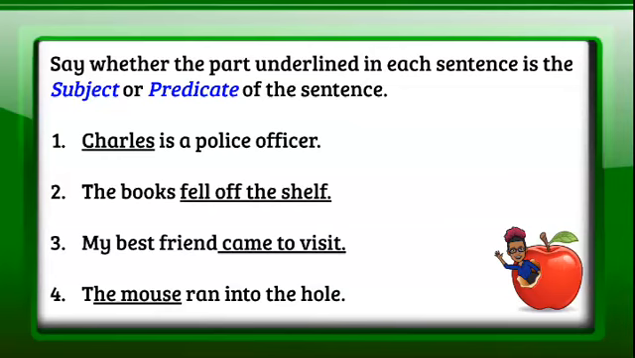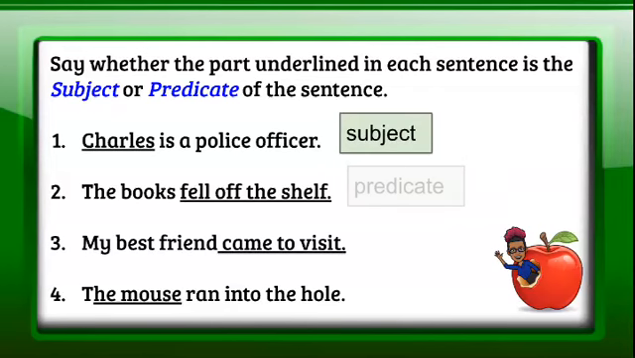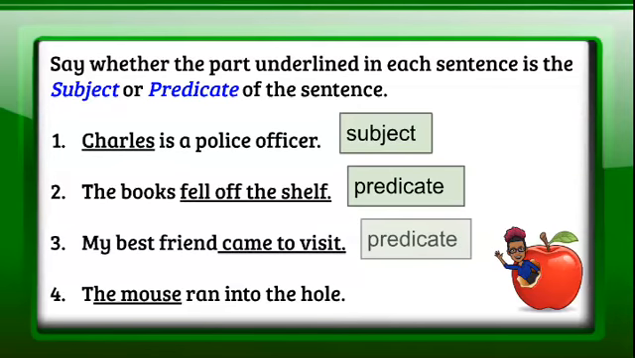Let's get our answers. Charles, the subject of the sentence. Fell off the shelf, the predicate part of the sentence. Number 3, came to visit, also the predicate part of the sentence. And the mouse, number 4, subject of the sentence.